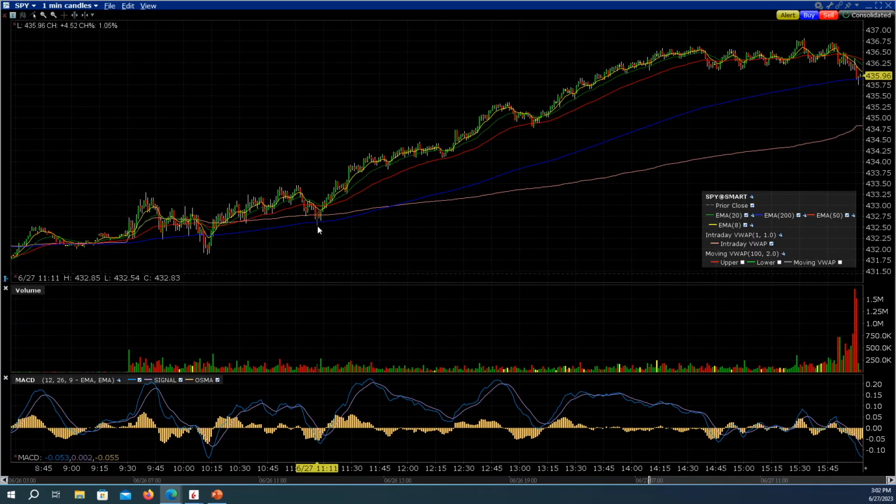But that would have been a wonderful entry point, not only because it being a Model T, but because of where it occurred. And that was right here at our blue line, the 200 EMA, a great opportunity for people to buy in at that level. And if you only traded SPY today, you would have done exceptionally well. And so this is very common in a mode 1 day.